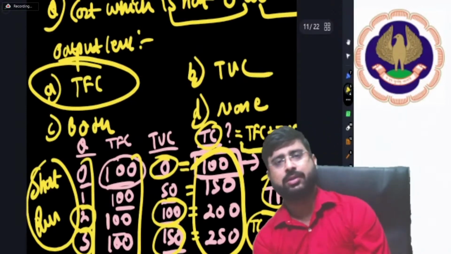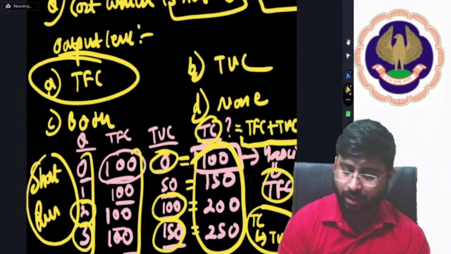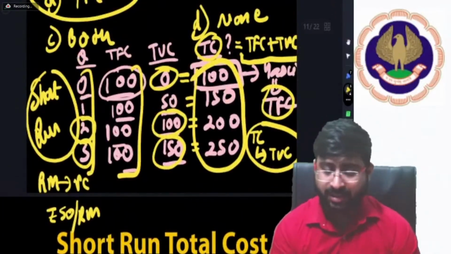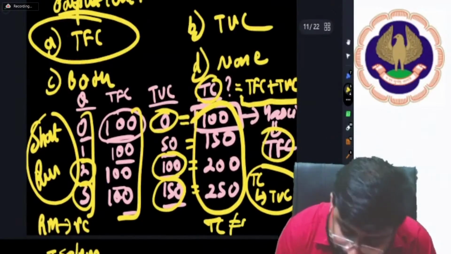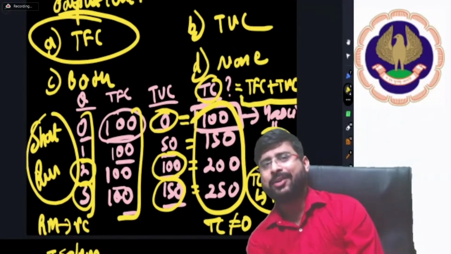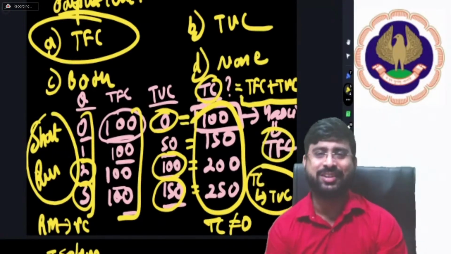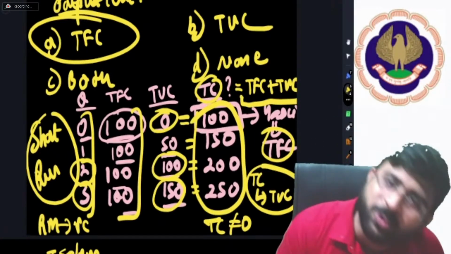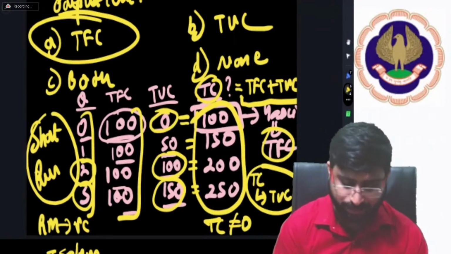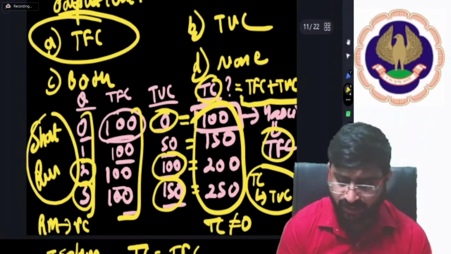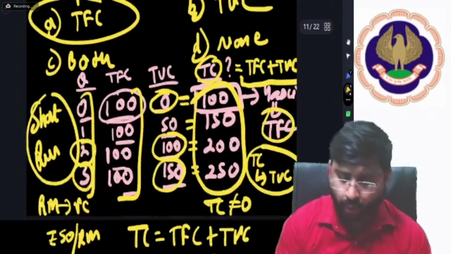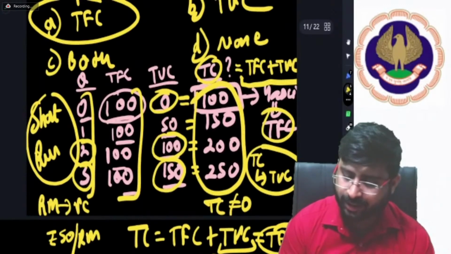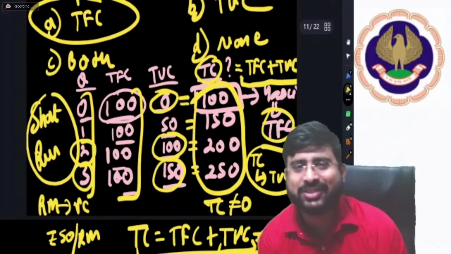Once you have got the total cost, please remember one thing, that total cost can never be zero in short run. Why? Because total cost is TFC plus TVC. And since TFC is never zero, the minimum total cost will always be equal to total fixed cost. Even if you make TVC 0, TFC will still be incurred. And so TC equals TFC at 0 units of output.